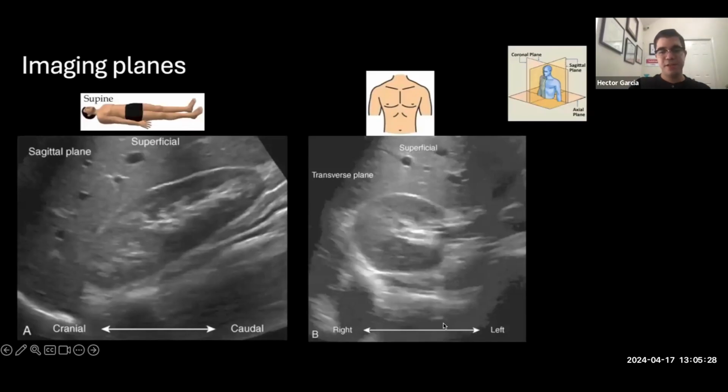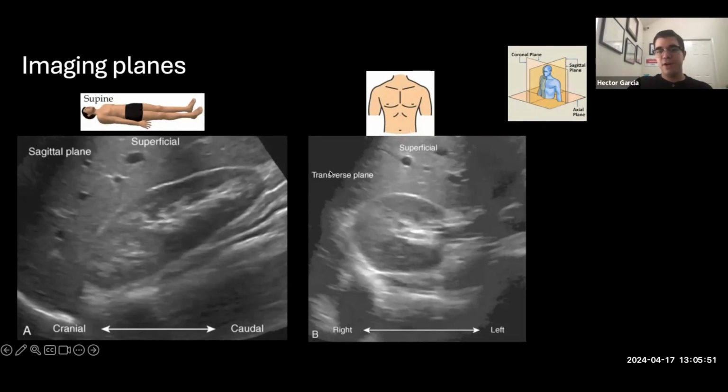And then in the imaging plane, just to get the terminology down, every time we're going to read an ultrasound image in the sagittal plane, the left is going to be cranial, and the right is going to be caudal, toward the feet, the same way I have this man over here. And then the top is going to be superficial or anterior, and the bottom is going to be posterior.